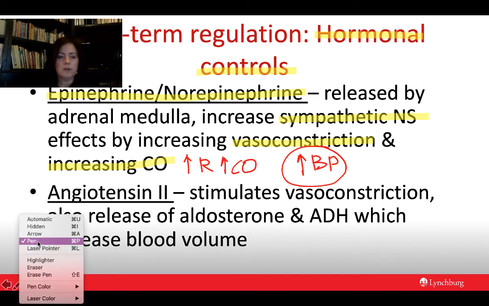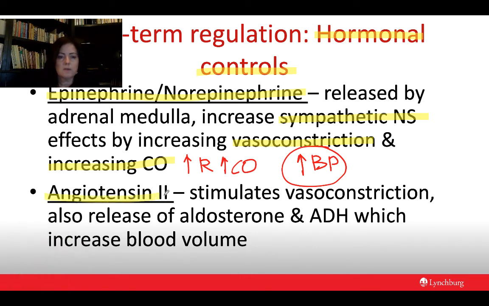What's our next one here? Angiotensin. Okay. Angiotensin 2 is going to stimulate vasoconstriction throughout the body, and it also stimulates the release of aldosterone and antidiuretic hormone. Okay. So both of those are responsible for increasing blood volume. And we haven't done hormones yet, but when we get there, it's all going to kind of come together. So aldosterone and ADH both prompt our body to increase blood volume. So instead of maybe 5 liters of blood, we've got a little bit more than that.